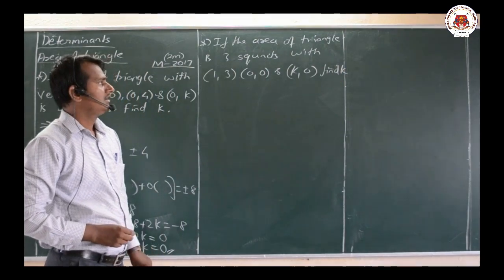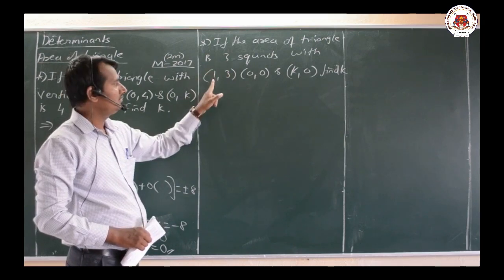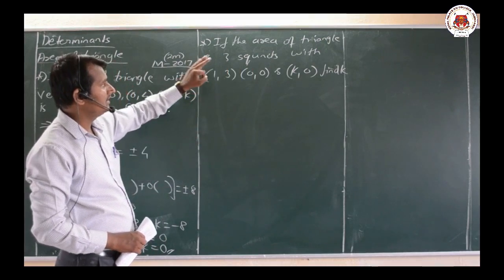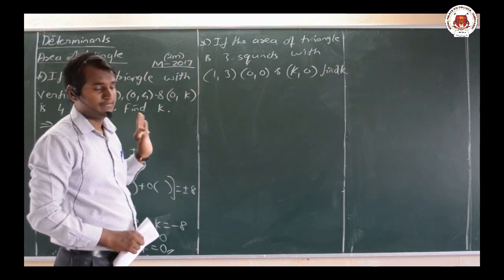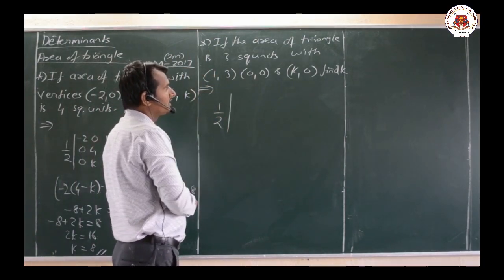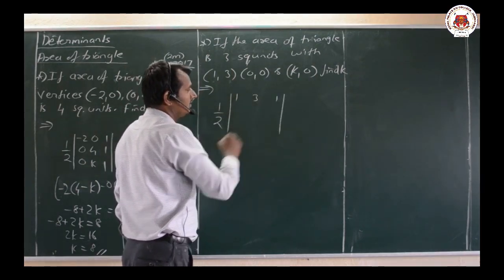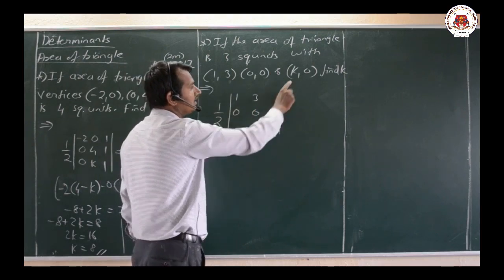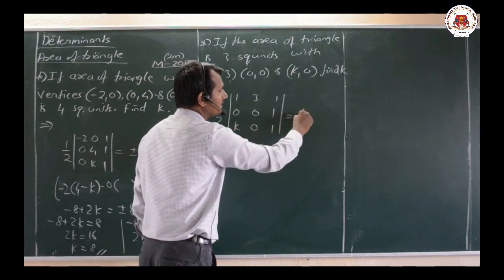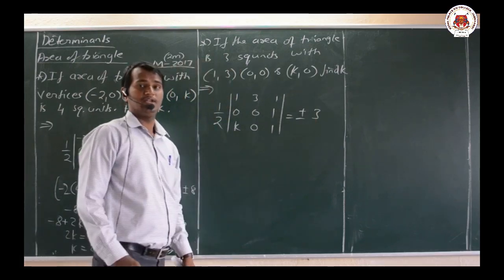Find k, in the same method. He has given us the area of the triangle, and along with that the vertices are also given. That means here we have to take the area of the triangle as both plus or minus value. Using 1 by 2 into the determinant of x1 y1, x2 y2, x3 y3, that is 1, 3, 1; then 0, 0, 1; then k, 0, 1, which is equal to plus or minus 3.